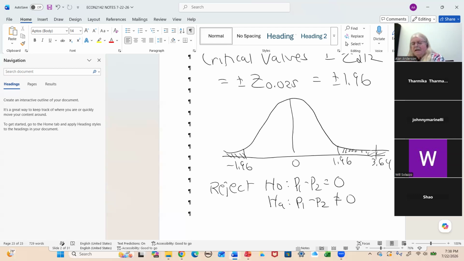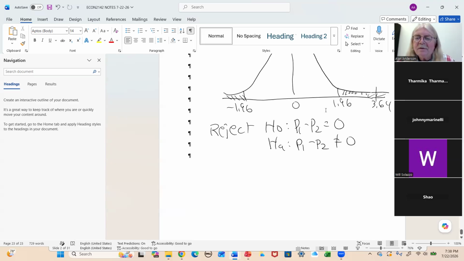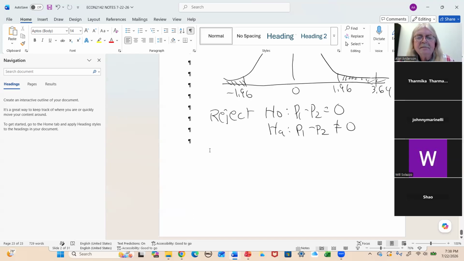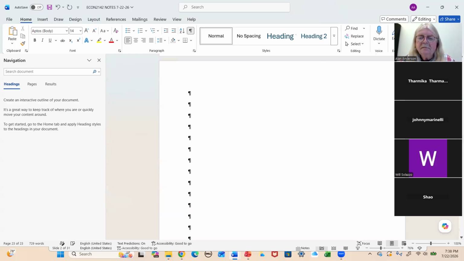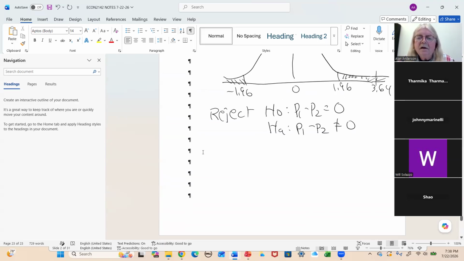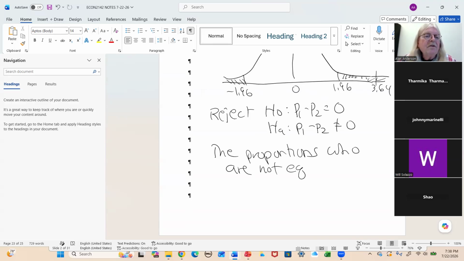Now, you can kind of tell. I mean, it was 92% for the Americans and 77% for the Canadians. So yeah, that didn't seem very close to it. So all we can do here is say that the proportions are not equal. What am I doing? The proportions are not equal.